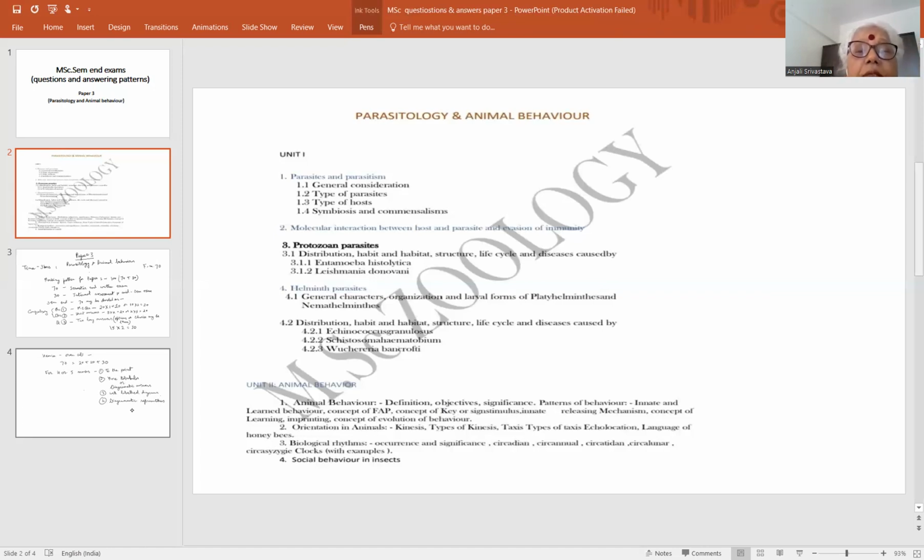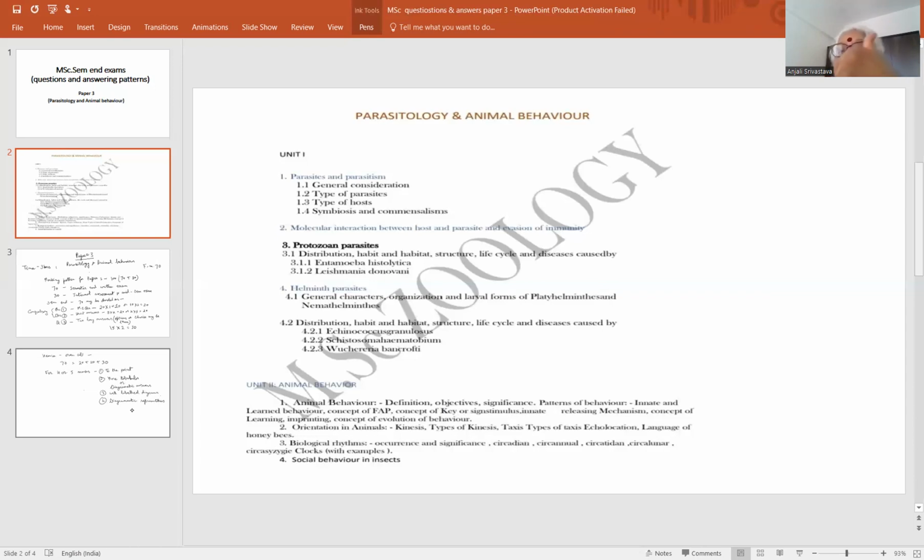So this is the general short questions you can expect from Unit 1, that is parasitology. And then Unit 2 is animal behavior. Animal behavior, you all know, बहुत ही इम्पोर्टेंट एस्पेक्ट है, और इससे तो बहुत बहुत तरह के शॉर्ट क्वेश्चंस आ सकते हैं. Some of the short questions I am giving you here.